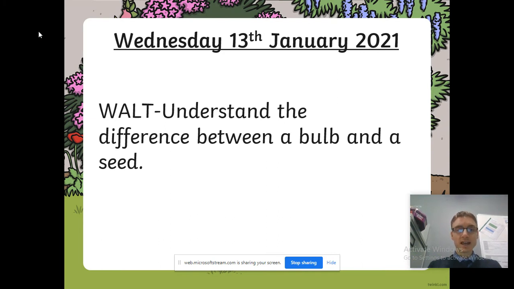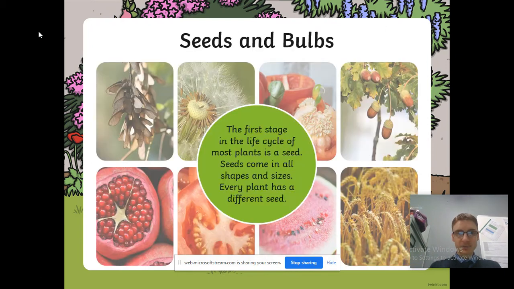Our WALT is to understand the difference between a bulb and a seed. Now, we've done a lot about life cycles this year in science, and seeds and bulbs are the start of the life cycle for plants, really. The first stage, shall we say. They come in all shapes and sizes, and every plant has a different seed.